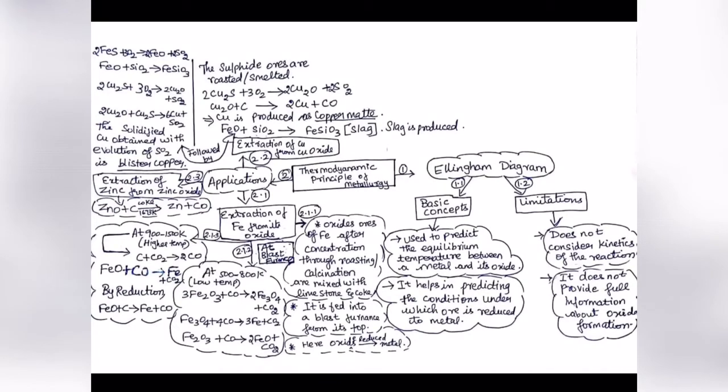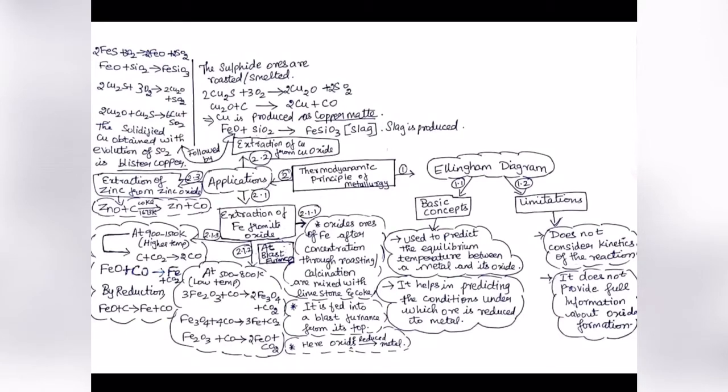So FeO plus C gives Fe plus CO. Carbon is used as the reducing agent. So carbon reduces iron oxide to iron metal and gives carbon monoxide. The next one is extraction of copper from copper oxide. Here the sulfide ores are roasted or smelted. We already know that sulfide ores undergo the roasting process, or smelting.